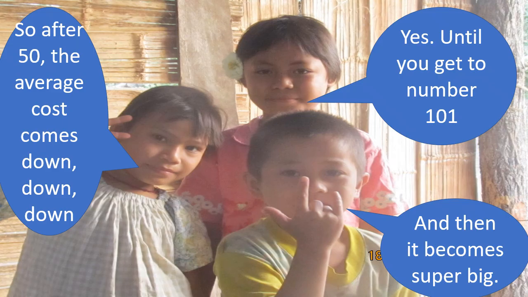So after 50, the average cost comes down, down, down. Yes, until you get to number 101. And then it becomes super big.